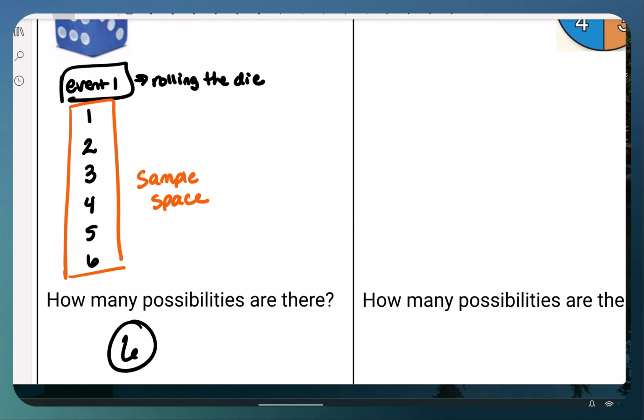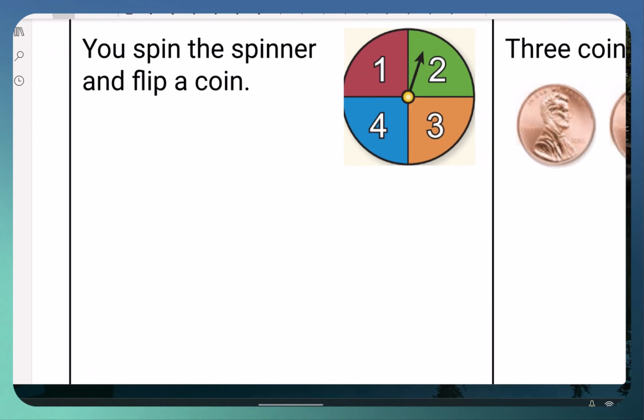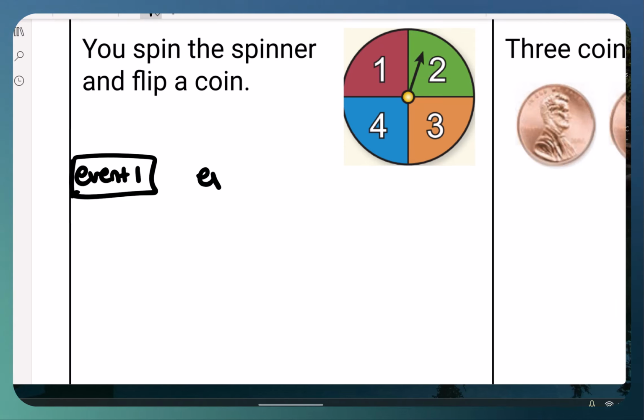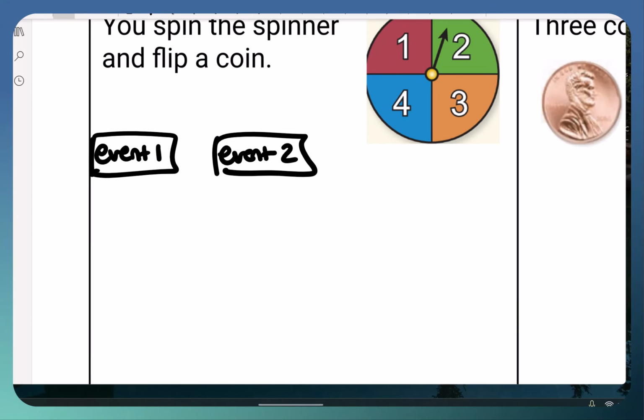All right, let's make it a little bit more challenging. Okay, so our second situation, we're going to spin that spinner. There's a picture of the spinner. And then we're going to flip a coin. So I want you to think, how many different events do I have in that situation? I've got 2. Okay. So I'm going to do event 1. And I'm going to do event 2. Now don't do your tree diagram just yet. Okay. So event 1 is spinning the spinner. And event 2 is flipping the coin.